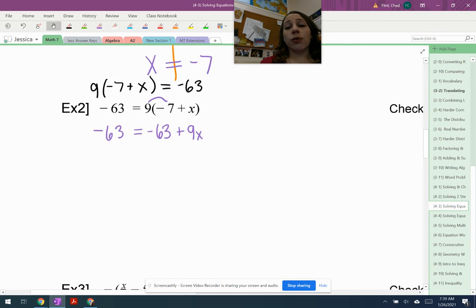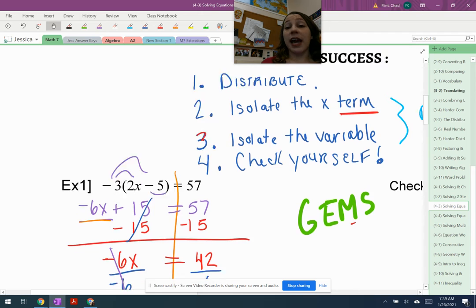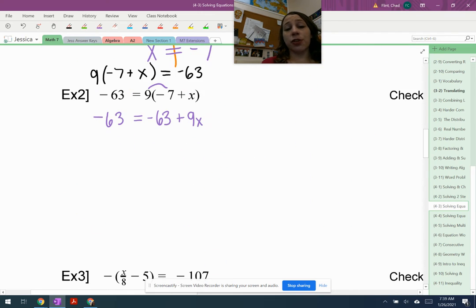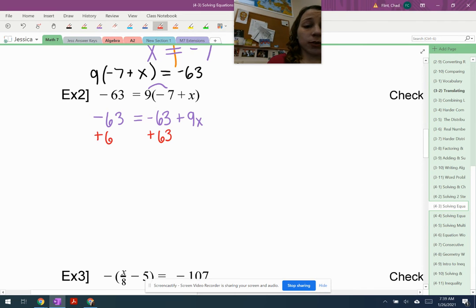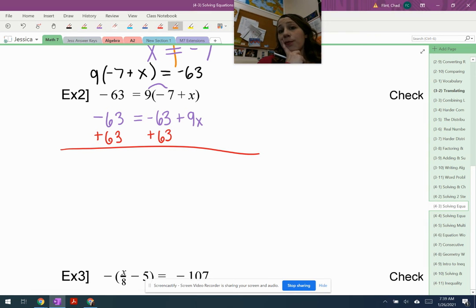All right, so second step is to isolate the x term. The x term is that 9x, so what's preventing that from being by itself? That would be that negative 63. The opposite of a negative 63 is a plus 63. So I'm going to add 63 to both sides. Oh, anyone see what I forgot to do? I mean, it's okay that I forgot to do it, but you really want to use it because it just helps to keep that equation balanced and equal.